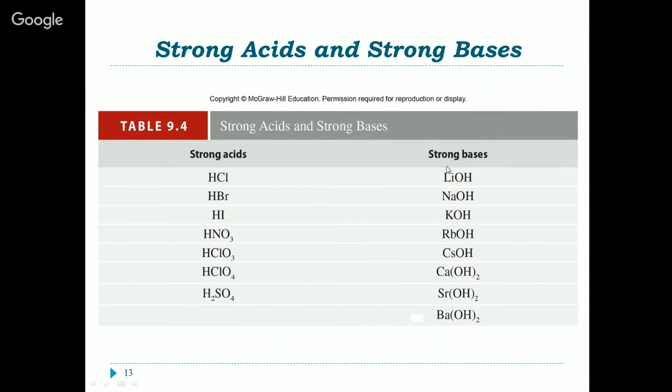Your strong bases are going to be soluble metal hydroxides. So first thing we notice is that we have all group 1 metals here. So if you are a group 1 metal hydroxide, you're a strong base. And then we have some from group 2, calcium, strontium, and barium. So the bigger ones. There's not as much of a strong lattice energy between these.